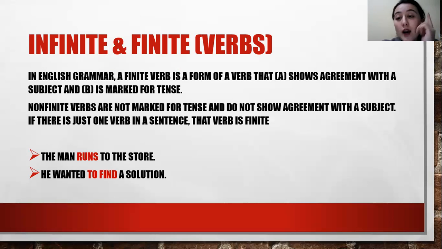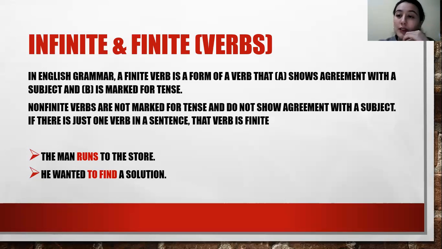So usually, if there is only one verb in a sentence, not auxiliary, not helping verbs, only one verb, this is usually a finite verb. It has to show agreement with the subject and predicate, and also it has to show the tense of a sentence. Why do we need verbs? Its main function is to show, of course, the action, and the second function is to show the tense of an action, tense of a situation, maybe.